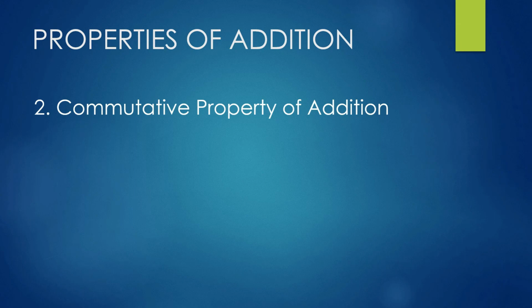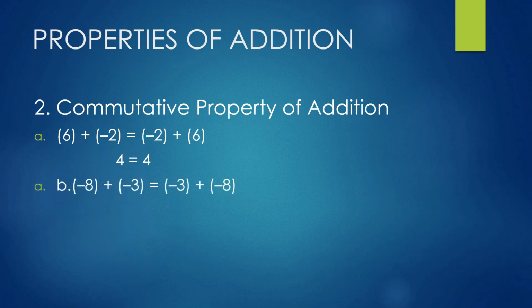For the second property of addition, we have the commutative property of addition. For example, positive 6 plus negative 2 is equal to negative 2 plus positive 6. If we look for the answer, positive 6 plus negative 2 has unlike signs, so 6 minus 2 is positive 4. And if we have negative 2 plus positive 6, also unlike signs, 6 minus 2 is also positive 4. So the answer is 4 is equal to 4. For the commutative property, if you change the position of the addends, the answer must be the same, 4.